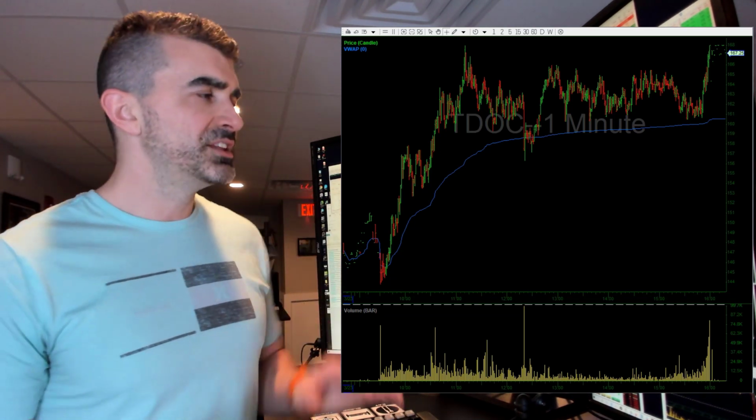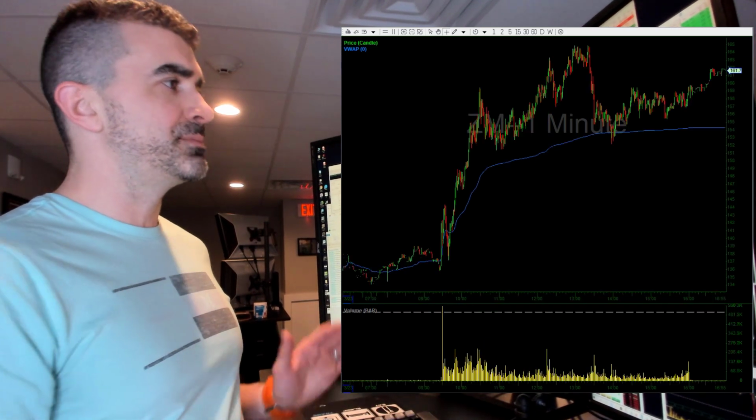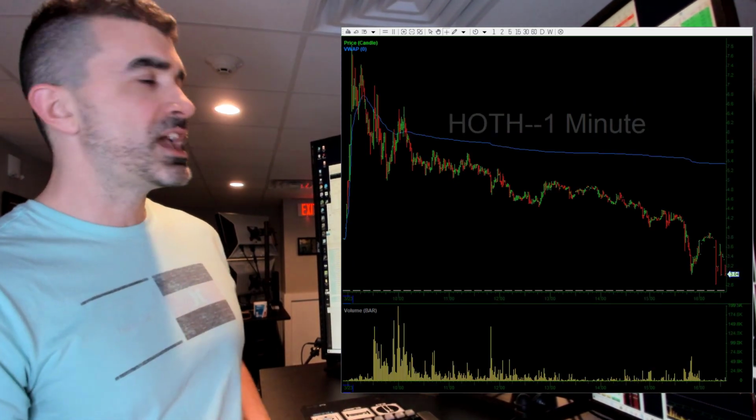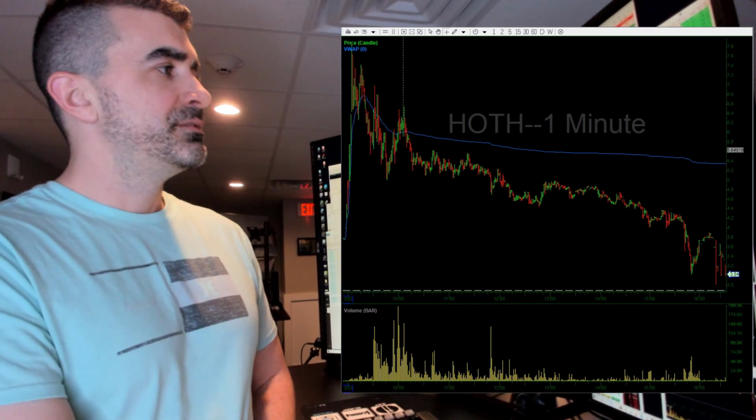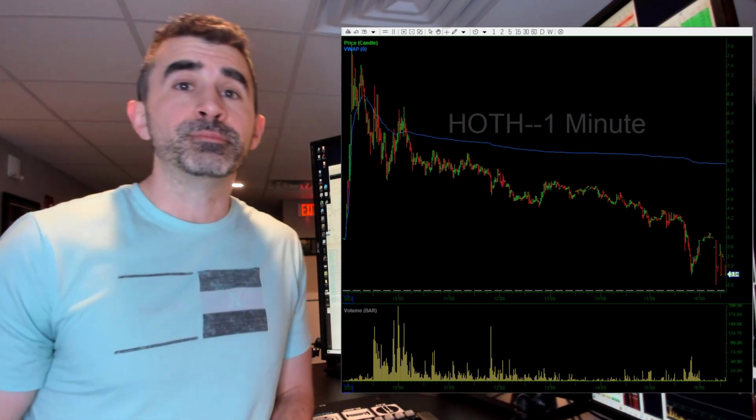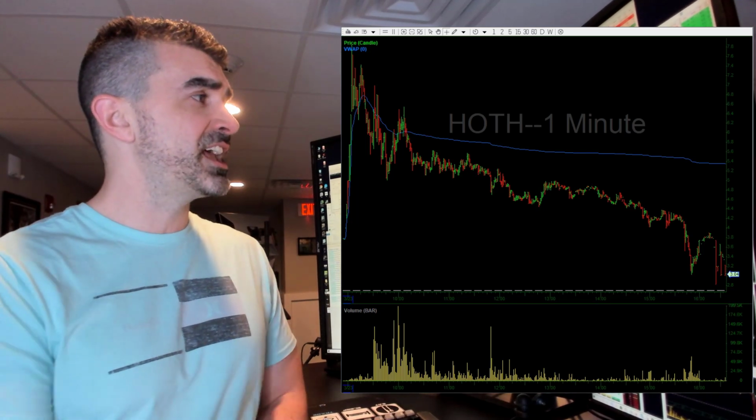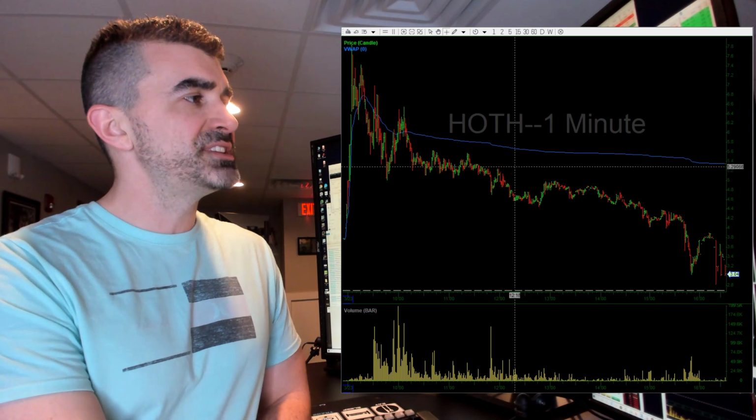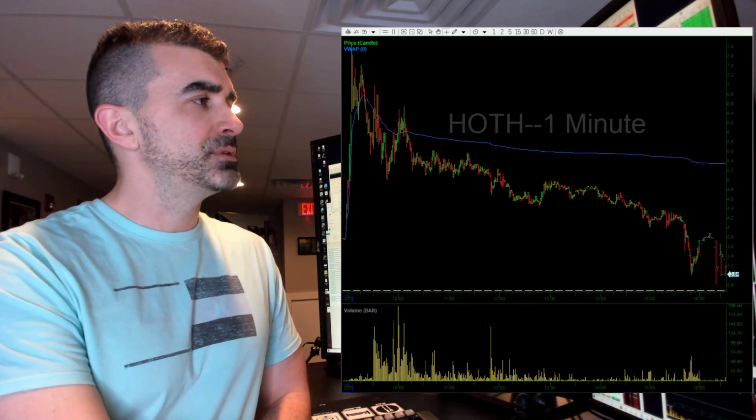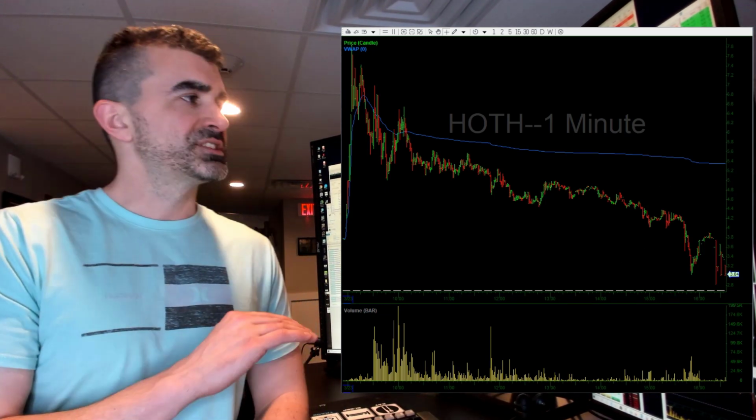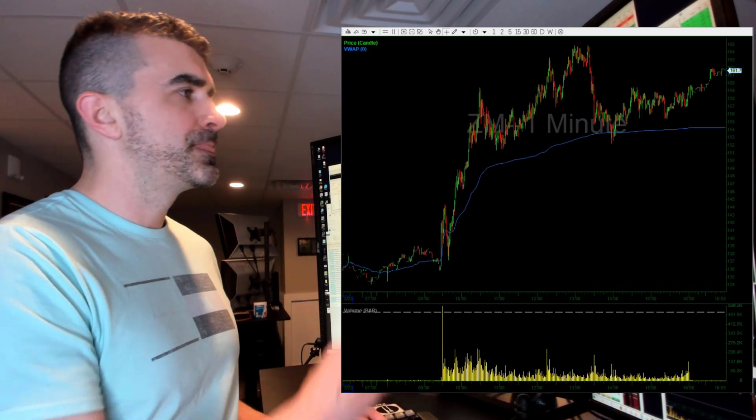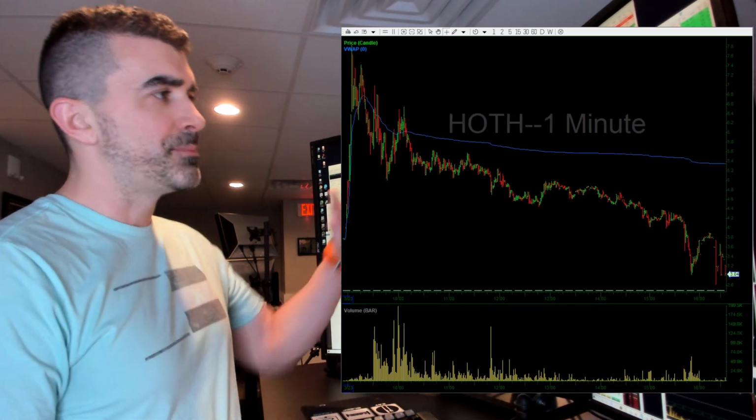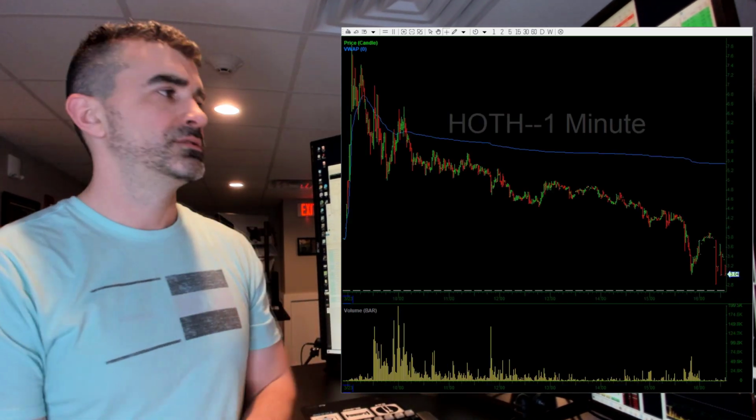So the difference between TDOC and ZM, you're on the front side, you're over VWAP, and then you look at something like HOTH, where you're under VWAP as of 10 a.m. So as of 10 a.m., it has yet to cross back over that VWAP. You can see how different it trades. Just like when you're over VWAP, all the dips get scooped up. When you're under it, all the pops get sold, right?